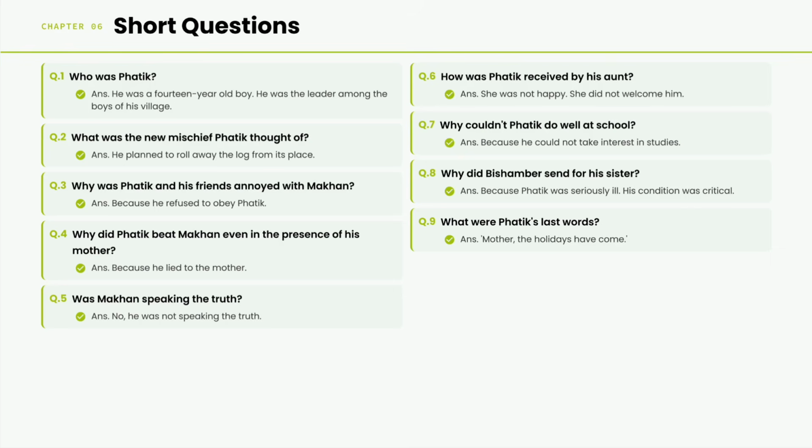Question 8. Why did Bishambar send for his sister? Answer: Because Fatik was seriously ill. His condition was critical. Question 9. What were Fatik's last words? Answer: Mother, the holidays have come.